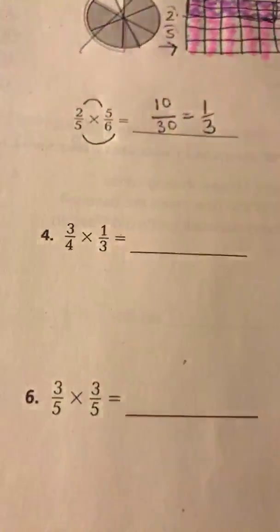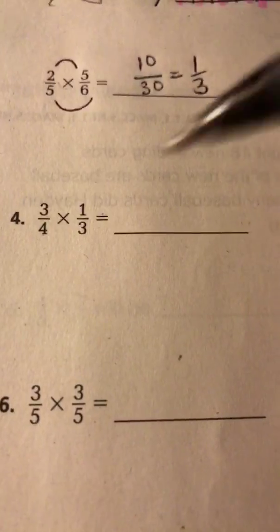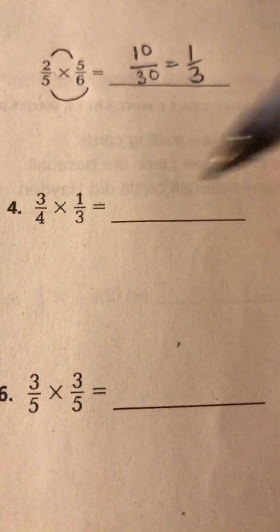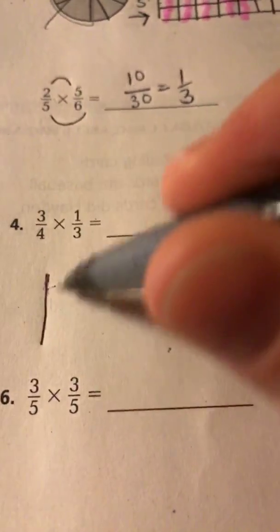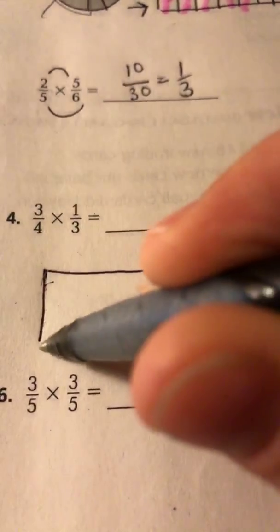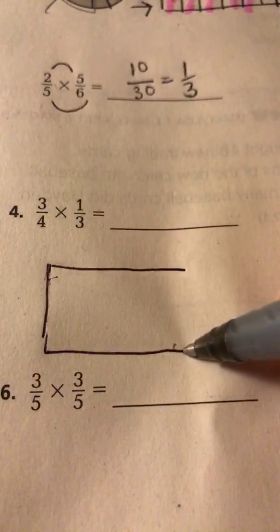All right, so let's look at the next one, number 4. Moving on. Hey, where'd that? Oh, that's a pen shadow. That was super weird for me. All right, anywho. Again, I'm going to draw a rectangular model to help me solve. So right below that, draw my little rectangle.